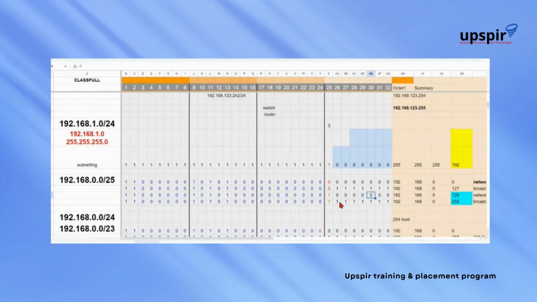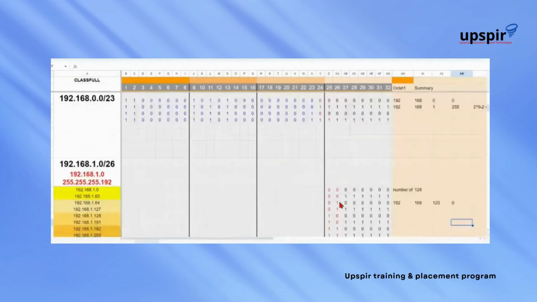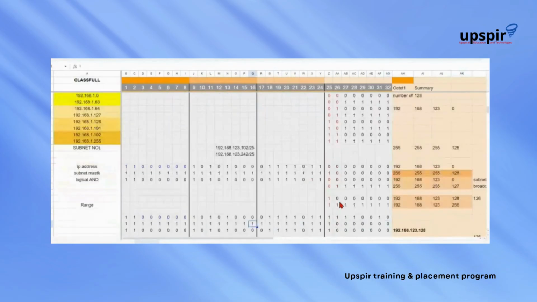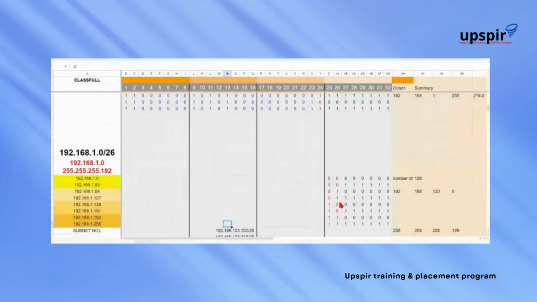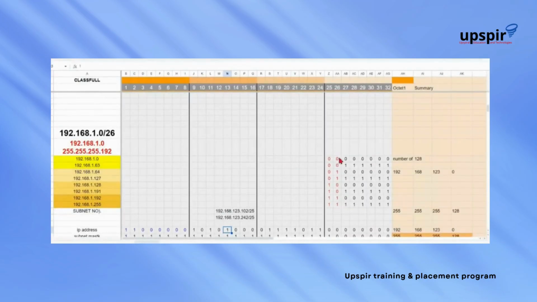Okay. Similarly, this was an example of creating two networks. There can be an example of creating four networks, in which we will borrow 2 bits. Again, in the first case the value of our network bits remains 00, and this will be the range. Then the next network will have the network bits value 01, and again this will be the range. In the third scenario, the network bits will be 10, and this will be the range. And the last one has network bits with value 11, and this will be the range.